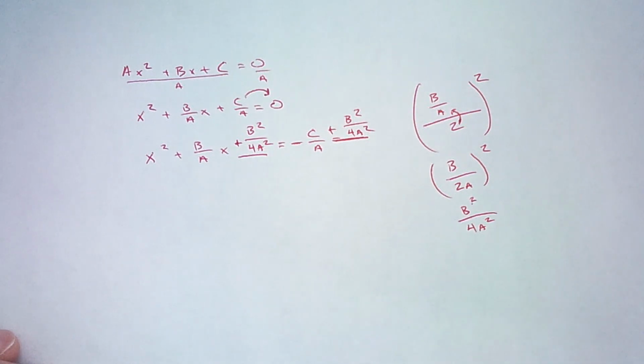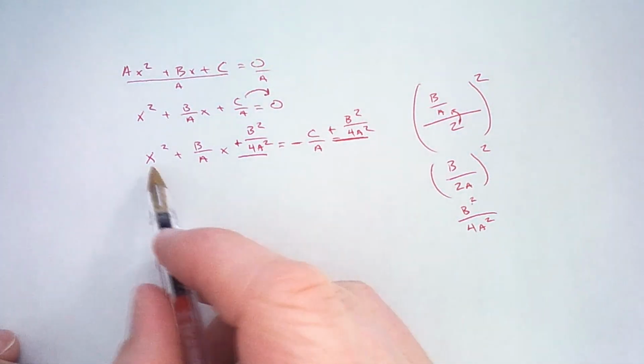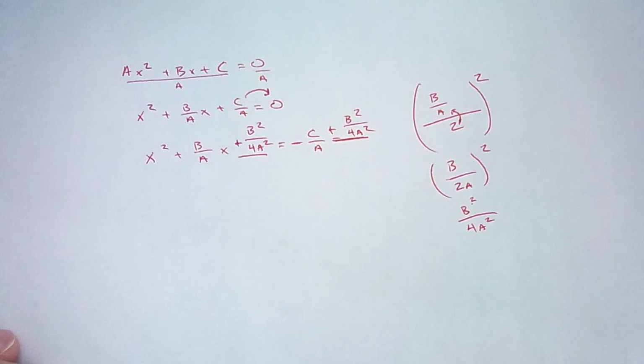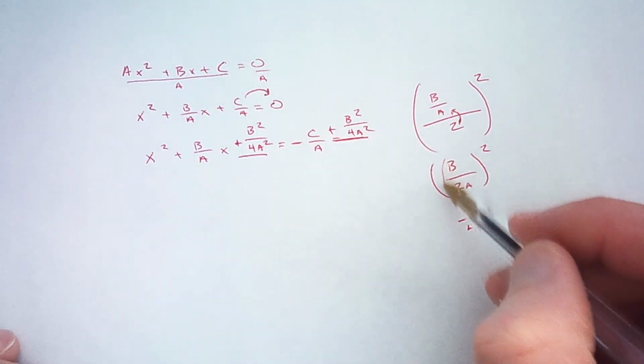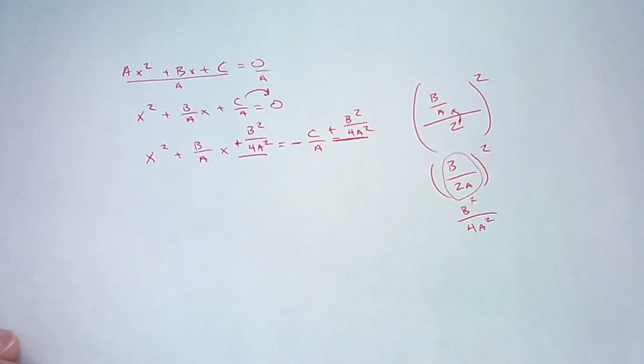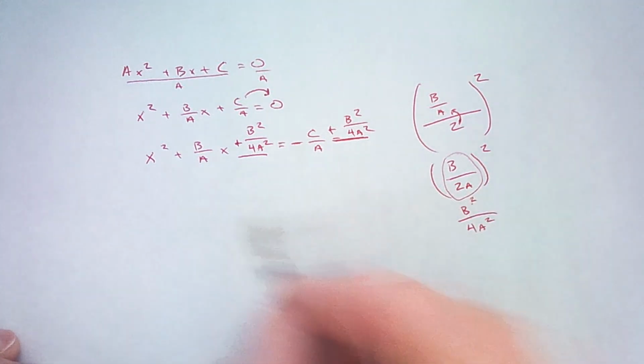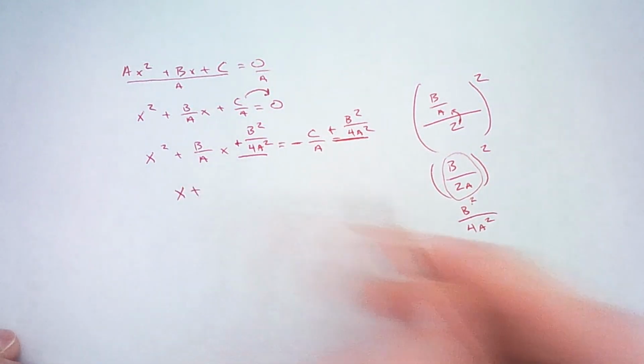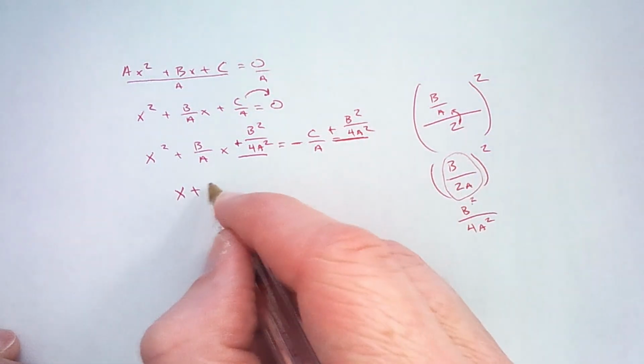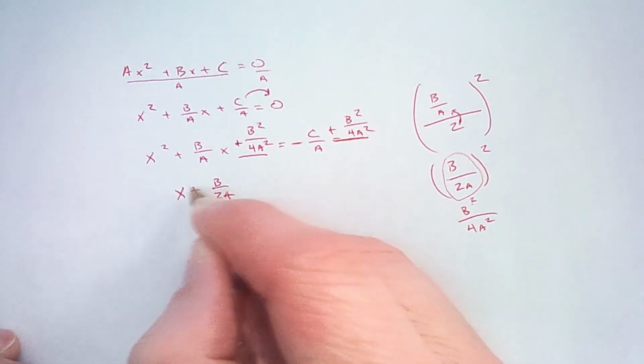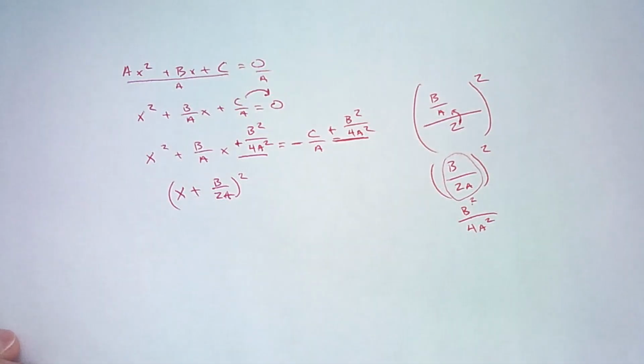Okay, so we have completed the square. The next thing we need to do is factor this left side. Now, when you complete the square, what you get here when you do b divided by 2a, that helps you factor. So we have x plus b over 2a squared. That is our factored form.